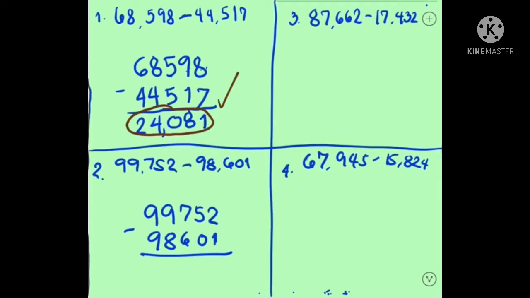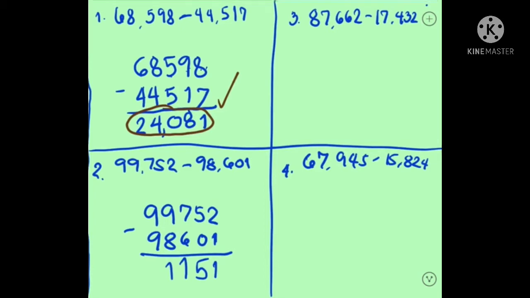Okay. And then let us now solve. 2 minus 1. 2 minus 1. 1. Correct. 5 minus 0. 5. 7 minus 6. 7 minus 6. That is 1. 9 minus 8. 9 minus 8. 1. Correct. And then 9 minus 9. If they're the same, the answer is always 0.